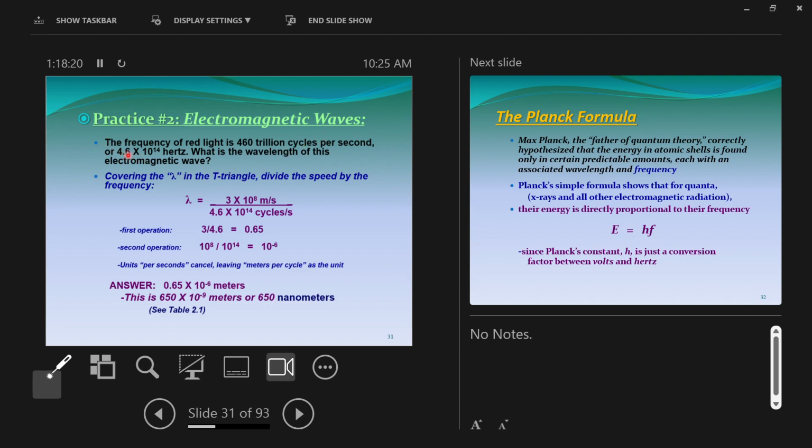Anyways, there's our frequency, 4.6 times 10 to the 14 hertz. What's the wavelength? Wavelength is equal to velocity divided by frequency. 3 times 10 to the 8 divided by 4.6 times 10 to the 14. By now you know what to do with this. It looks difficult, actually isn't. Just split it in half. Do the left side by itself and the right side by itself. So 3 divided by 4.6 is our first operation. No need to do mental math, you just plug it into your calculator. 0.65.